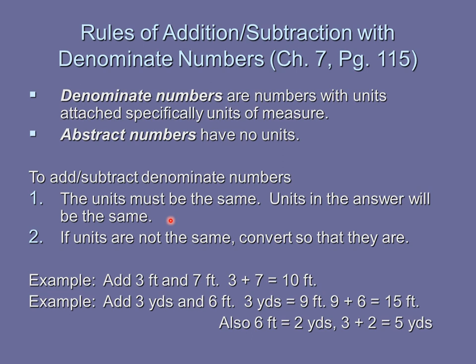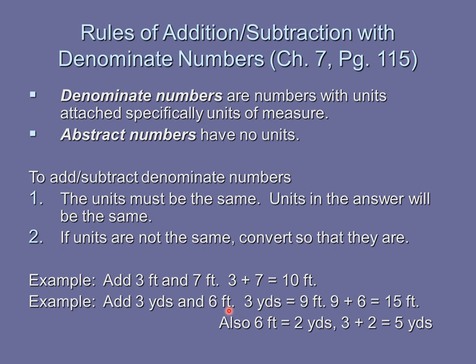So what you need to do is convert one of these so that both of the units are the same first. Okay. So for example, let's say in the first example you have 3 feet and 7 feet. Those are fine to add because both are the same unit, right? You add them and you get 10 feet. In the second one, you have yards and you are adding feet. You cannot add yard and feet because they are different units.